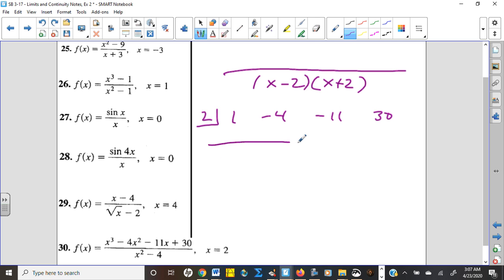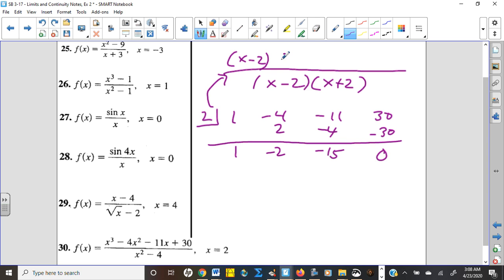Let's try this one more time. 1 times 2 is 2. Negative 2 is when I add. Negative 4. Add negative 15. Multiply negative 30. Oh, look at that, just like magic. So what I end up with here is x minus 2, right? That's the root I just did. And what's left over is x squared minus 2x minus 15.